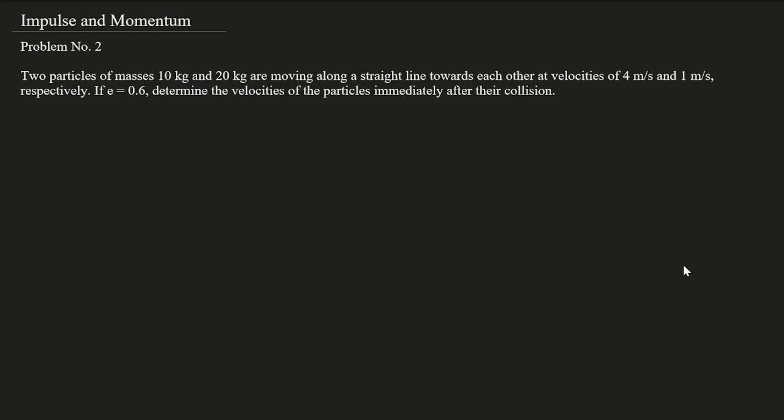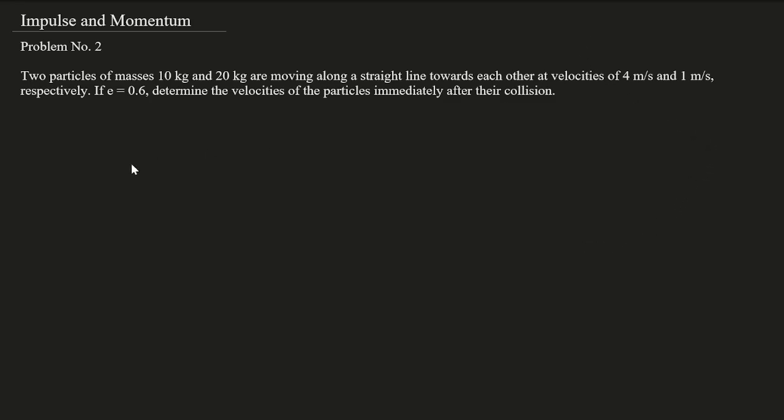In this video, we will see the problem on impulse and momentum. The problem states that two particles of masses 10 kg and 20 kg are moving along a straight line towards each other at velocities of 4 meter per second and 1 meter per second respectively. If e, that is coefficient of restitution, is 0.6, determine the velocities of the particles immediately after their collision.